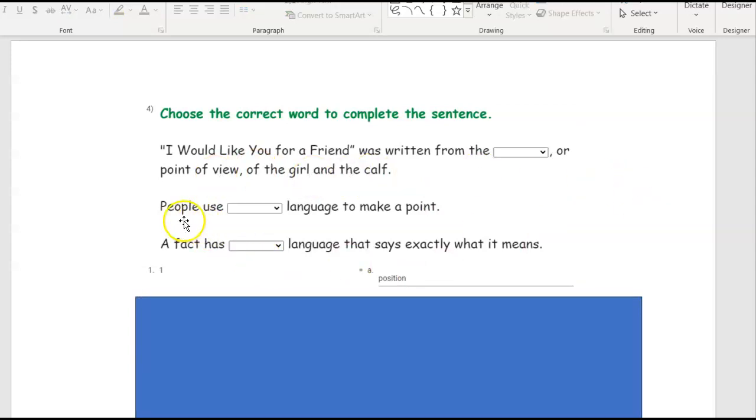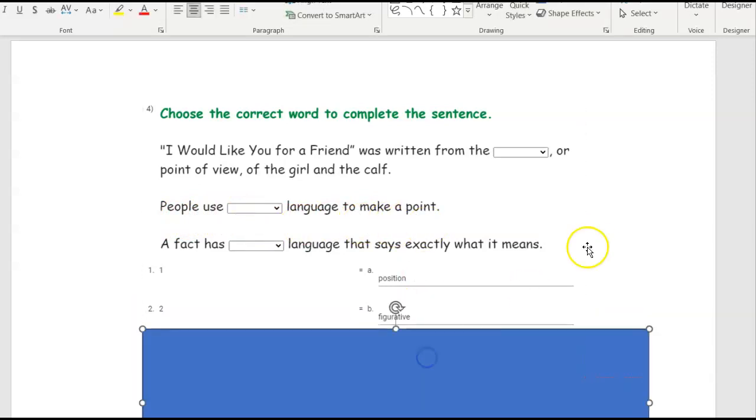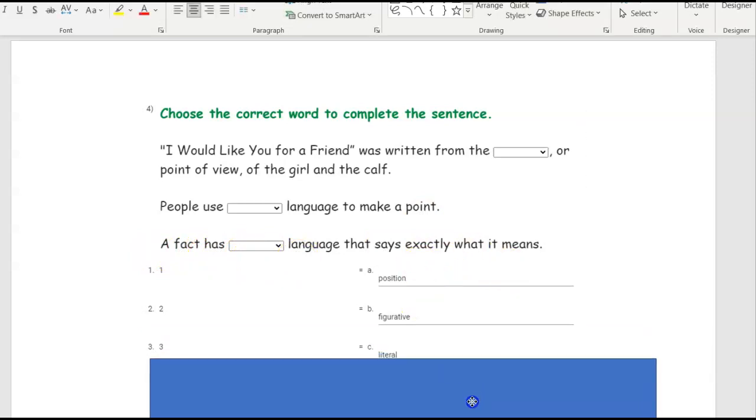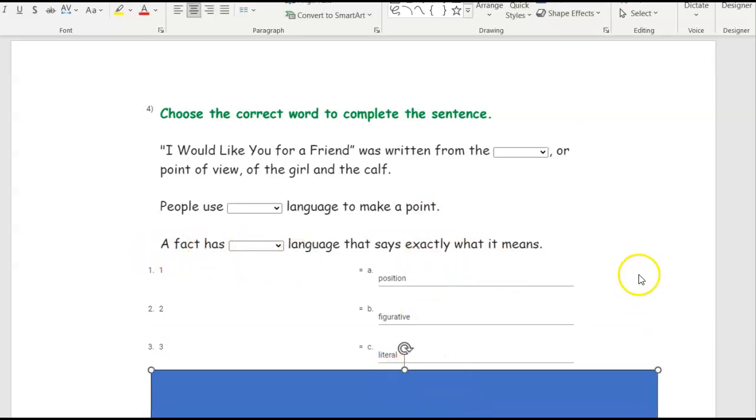Okay. The next one says people use blank language to make a point. So people use figurative language to make a point, which we just went over. They're comparing something, but it's not a true statement. And the next one says a fact has blank language that says exactly what it means. And that would be literal.